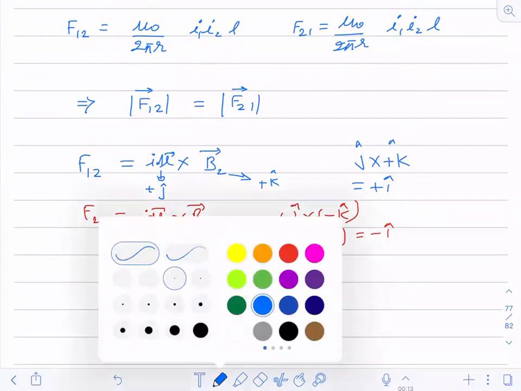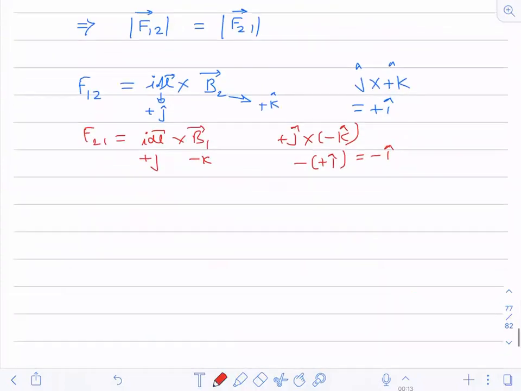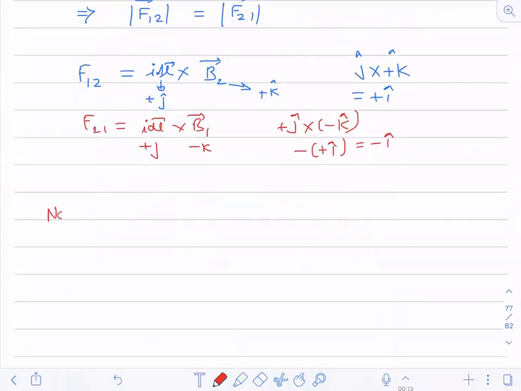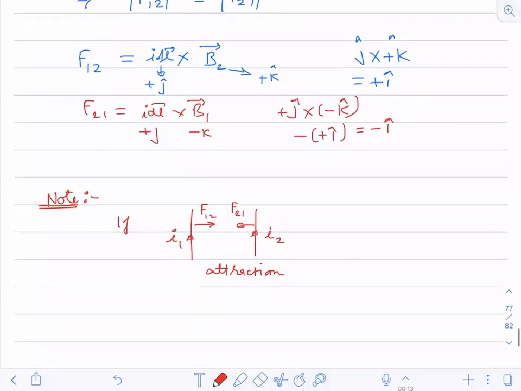Within the notes, I'm writing that if we have the same direction of current, I1 and I2, the force will be attraction. This is the force on 1 due to 2, and this is the force on 2 due to 1.